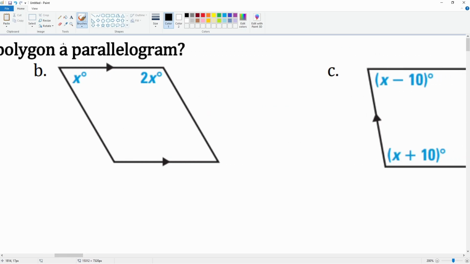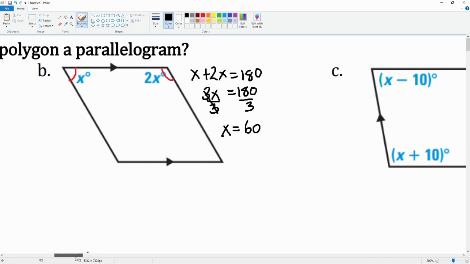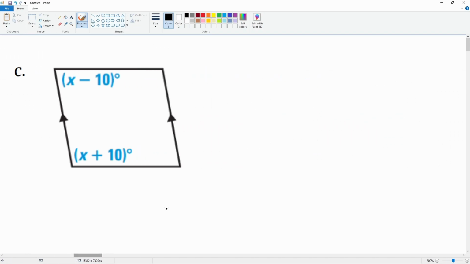B, we know that this angle and this angle have to be supplementary because the consecutive interior angles in a parallelogram are supplementary. So we know that x plus 2x has to add up to 180. Okay, x plus x, it is 3x, is equal to 180. Now we divide by 3 to both sides. This cancels, leaving you with x is equal to 60 degrees. And let's do the last one.